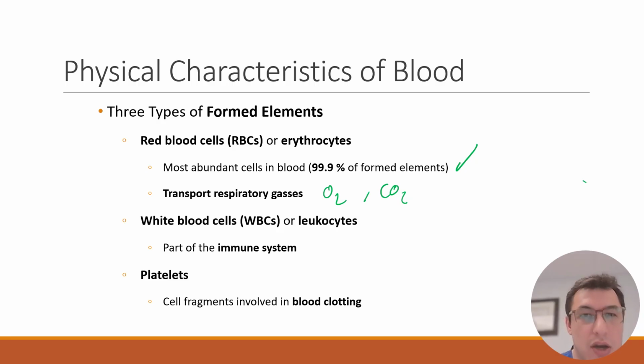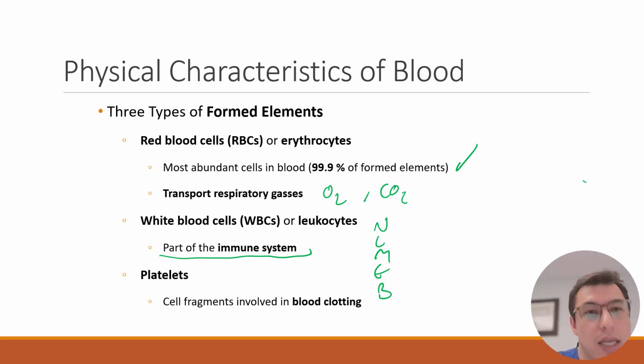White blood cells, again, there are 5 types. Never let monkeys eat bananas. So that is the 5 types of white blood cells, and each one has a different role, but they are all involved within your immune system. Okay, so if you think of red blood cells, you should think of respiratory gases exchange. If you think of white blood cells, you should think of the immune system. There are 5 of them. And then the last formed element, which is a cell fragment, is platelets. They are involved in blood clotting.